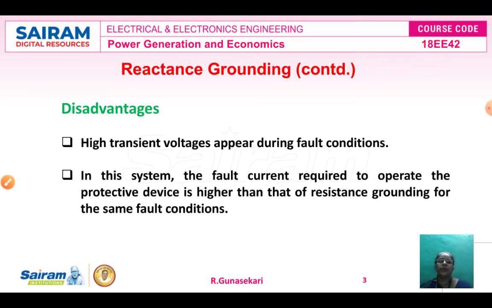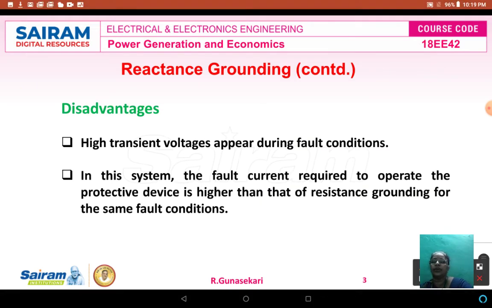Now the disadvantages of reactance grounding: high transient voltage appears during faulty conditions. The second disadvantage is that in reactance grounding, the fault current required to operate the protective device is higher than that of resistance grounding for the same fault conditions. So this is another drawback of reactance grounding.